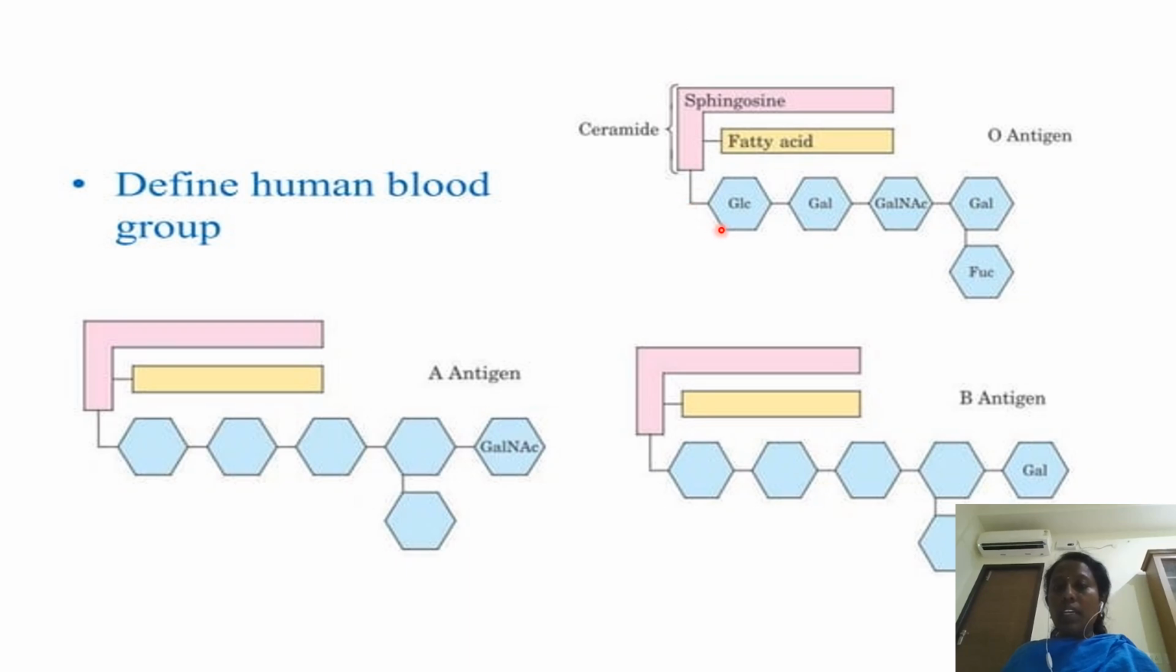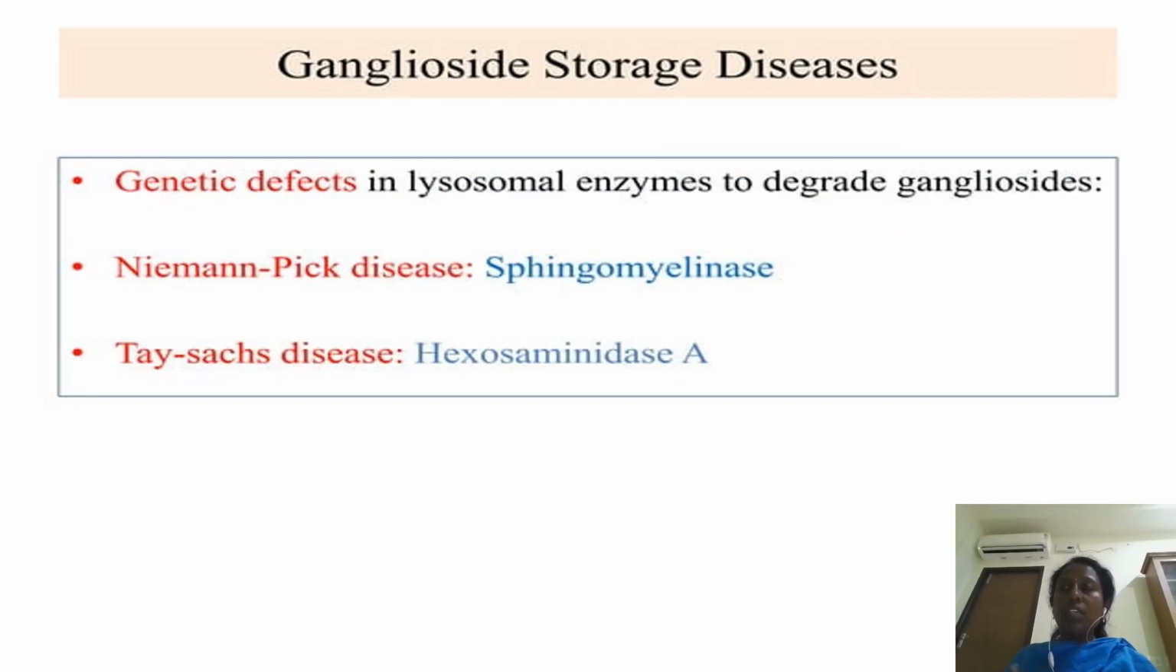So you have a ceramide head and a tail, which is the sphingosine, attached to sugar groups. That is the O antigen, which differs from the A antigen and the B antigen. In the O antigen you have one GalNAc, whereas in the A antigen another GalNAc is attached, whereas in the B antigen you have only galactose, not the GalNAc. Neuraminic acid is not attached; it is not in the sialic acid form. So this helps in the differentiation of O, A and B antigens.